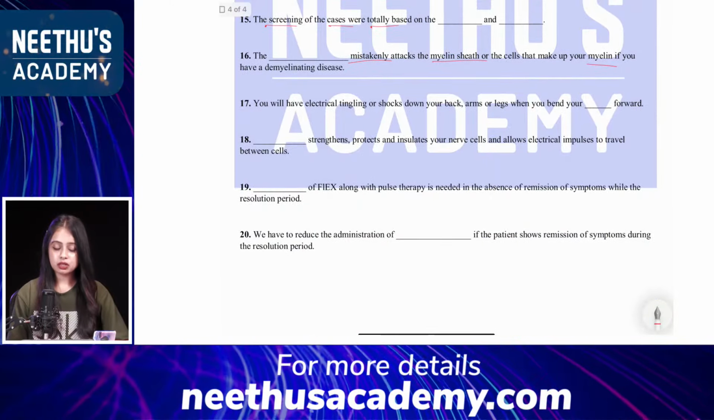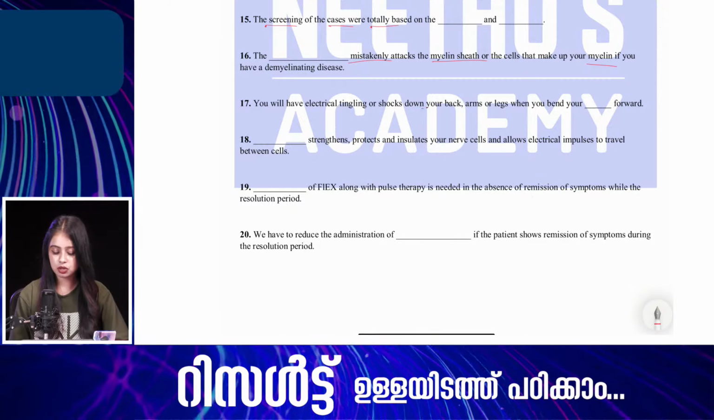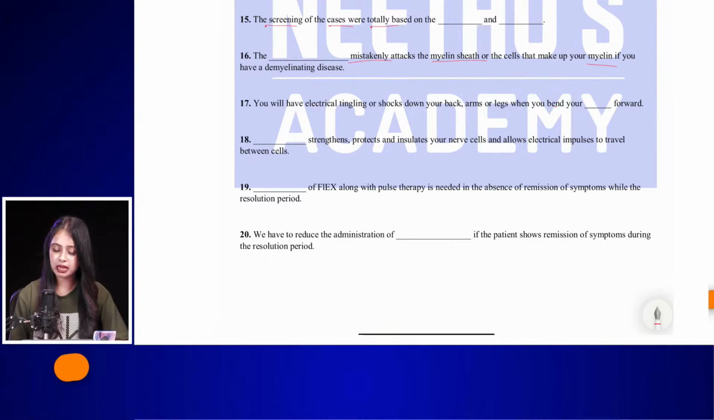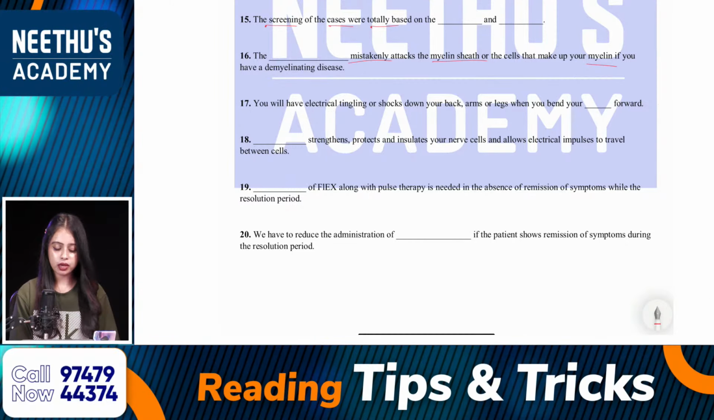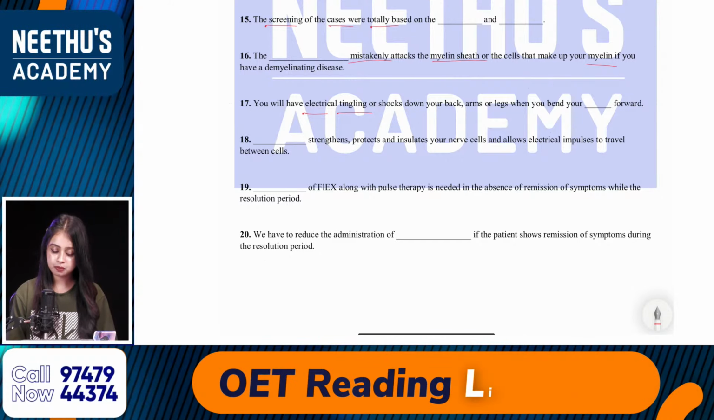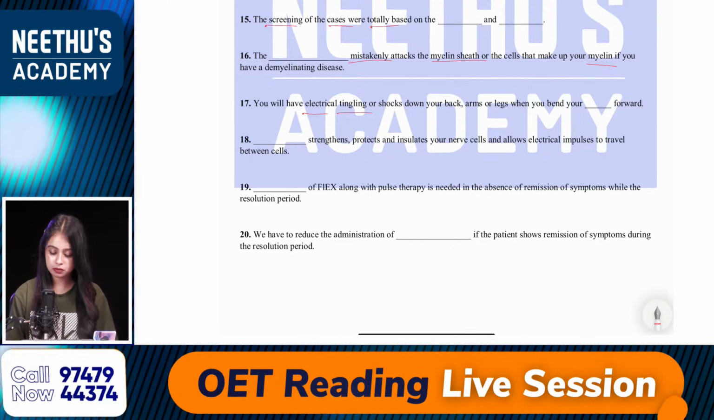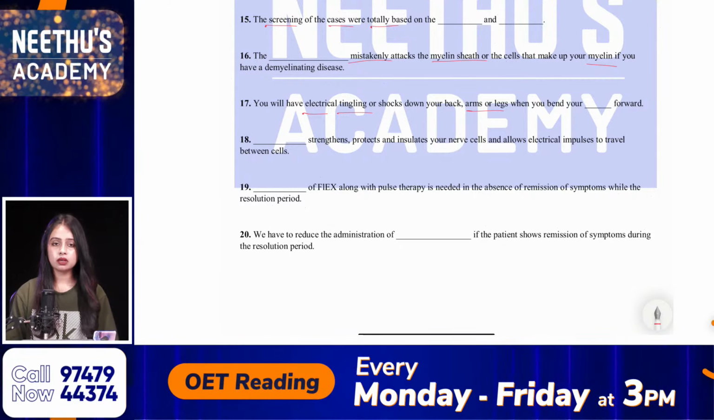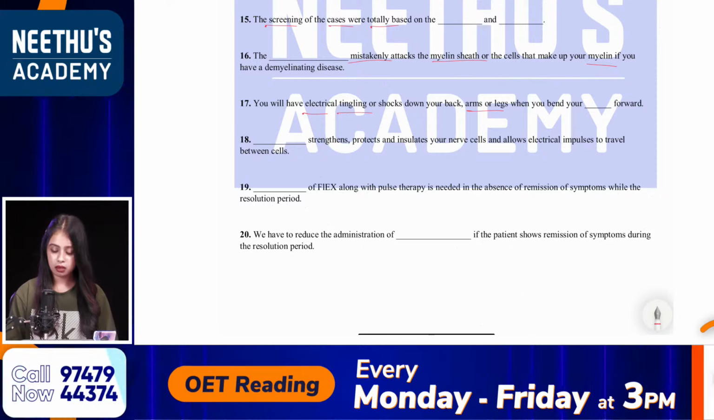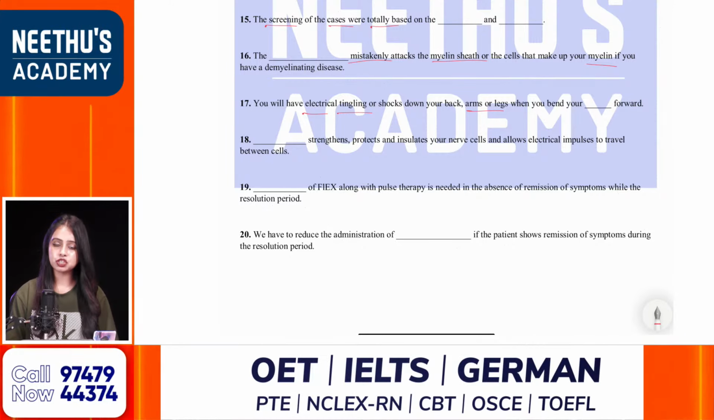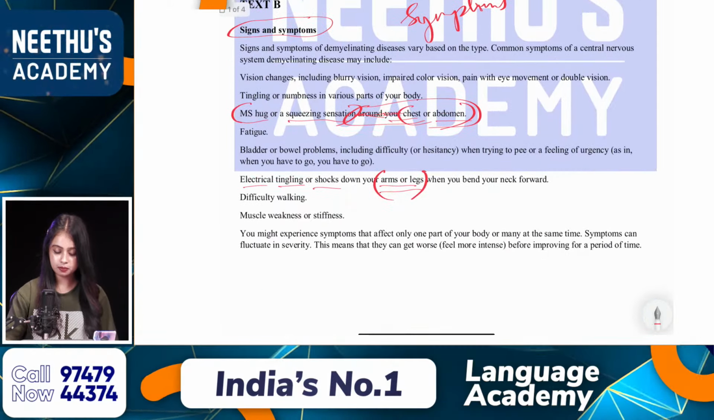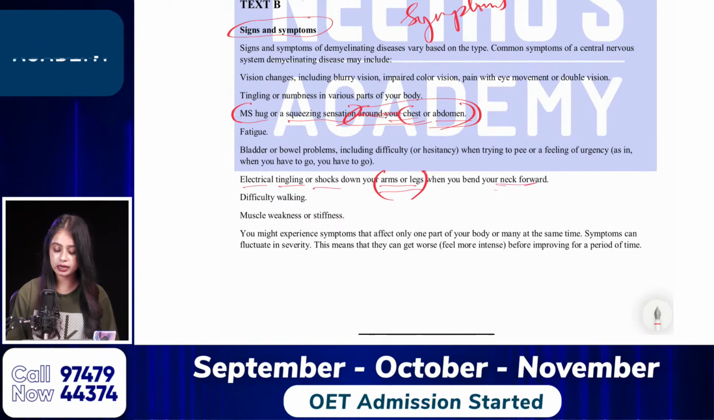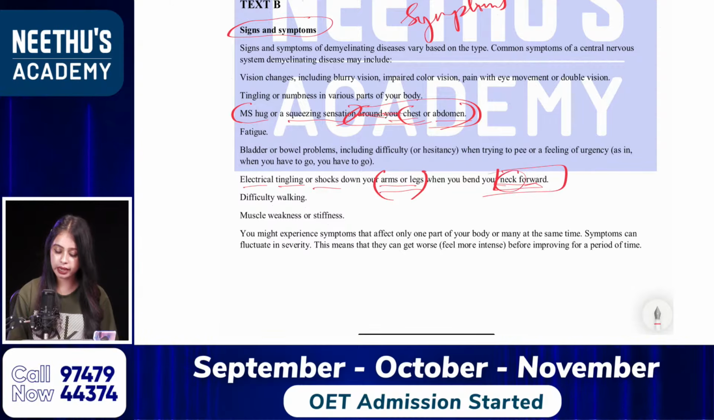And the 17th one: you will have electrical tingling or shocks down your back, arms or legs when you bend your dash forward. It's the same pattern of question as the previous one. Electrical tingling and arms or legs. Any idea which is the correct answer? Same line, so the answer here is neck, which is mentioned in text B. So the answer is neck forward.